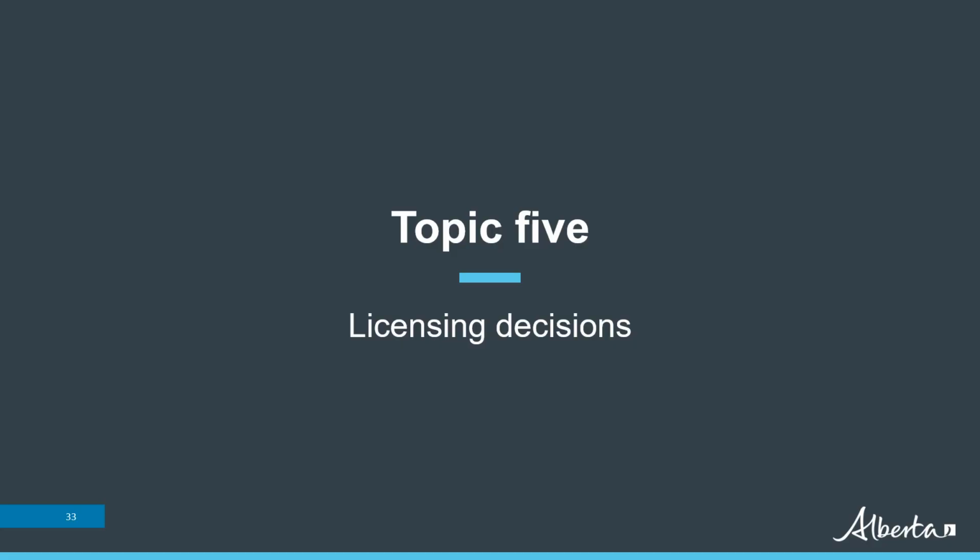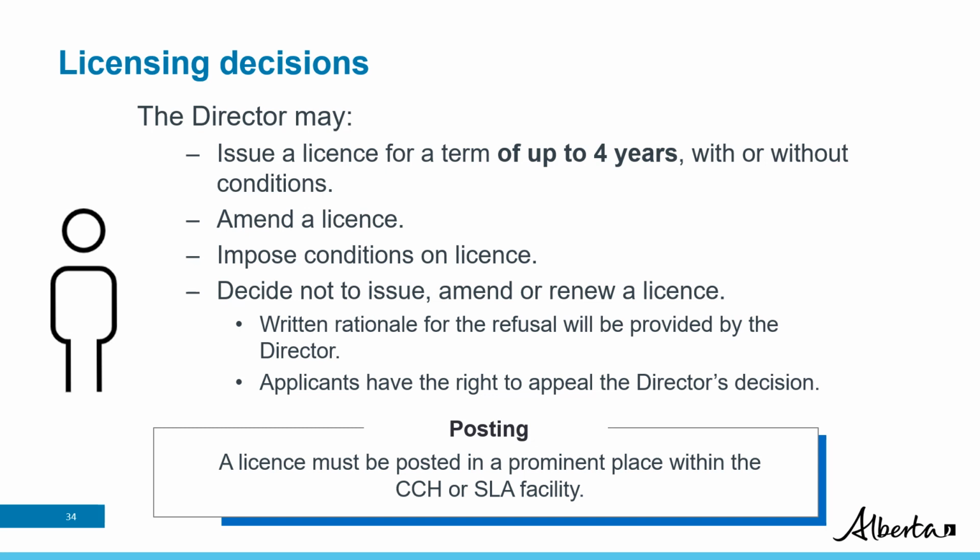Licensing decisions. The director may issue a license for a term of up to 4 years with or without conditions, amend a license, impose conditions on a license, or decide not to issue, amend, or renew a license. To note, the previous license duration was 3 years. That's now up to 4 years.